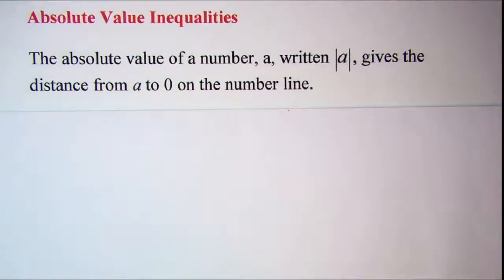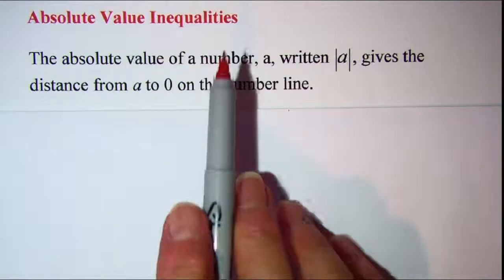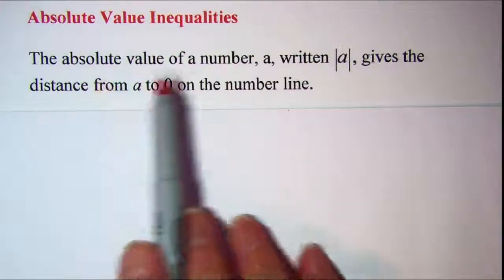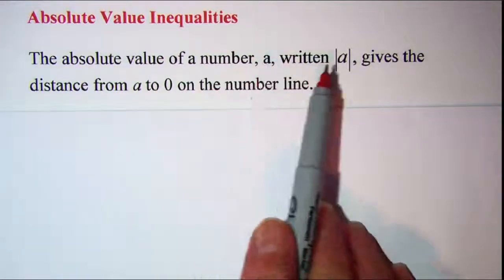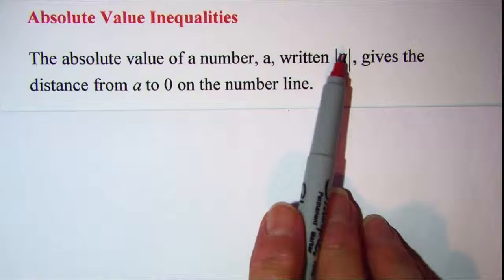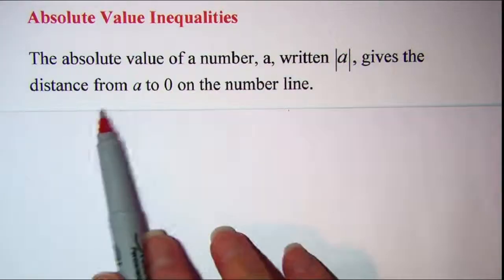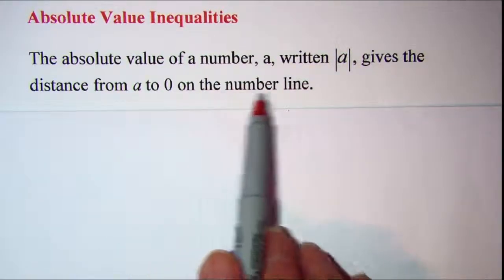In this video, we'll be solving some absolute value inequalities. Absolute value of a number a, written with the vertical bars around the argument a, gives the distance from a to 0 on the number line.